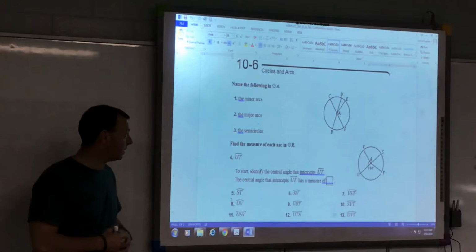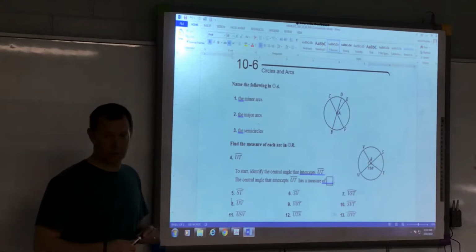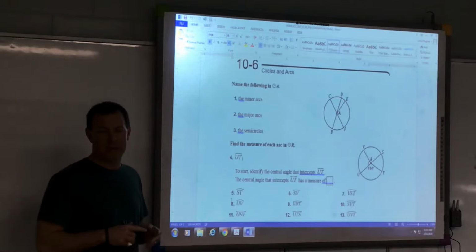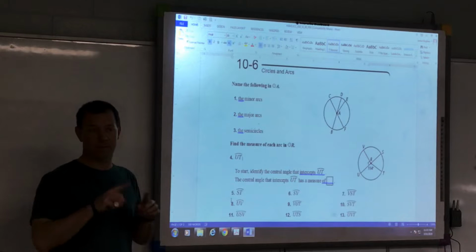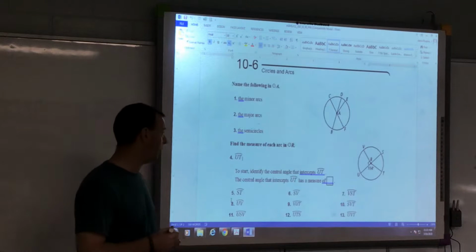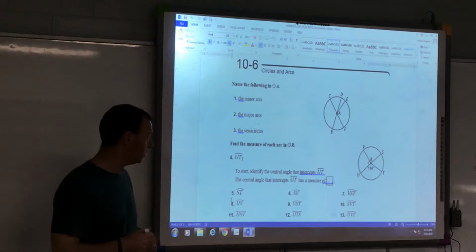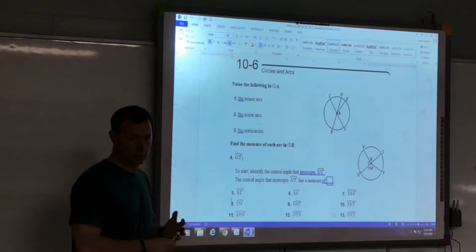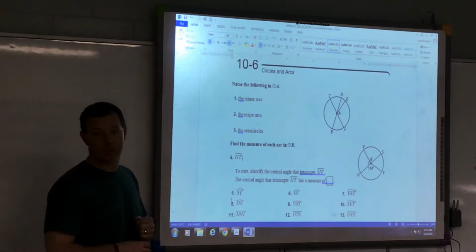Okay, geometry class. I'm going to talk to you a little bit about circles, circumference, and the distance of sectors, or parts of circles, around the edges. First, I'm going to identify what a minor arc, major arc, and semicircle are.